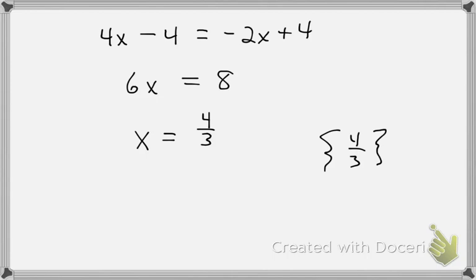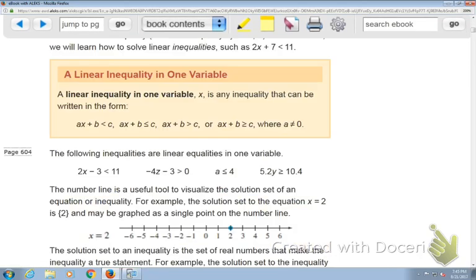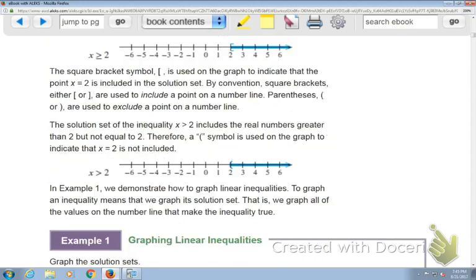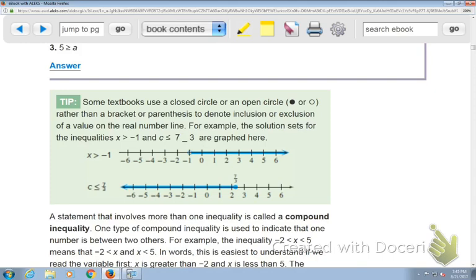Okay, so in 10.8, which is our first section we're covering, we're talking about linear inequalities. Now, what are the inequality symbols? Yeah, we've got greater than, we've got less than. There's also ones with lines: less than or equal to and greater than or equal to. So here I've written greater than or equal to and less than or equal to. These are inequality symbols. All right?